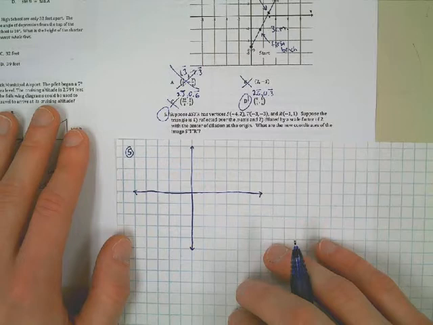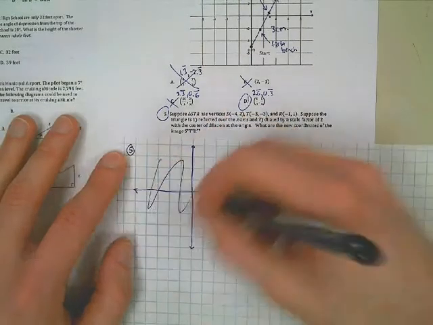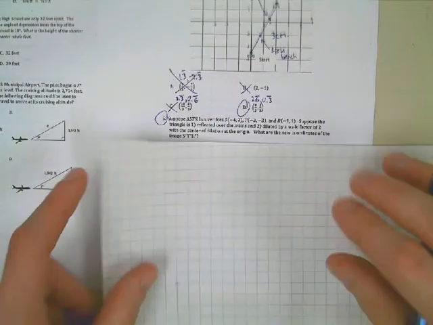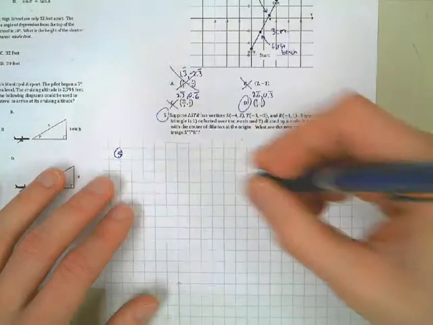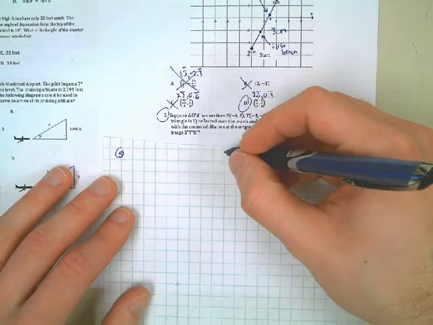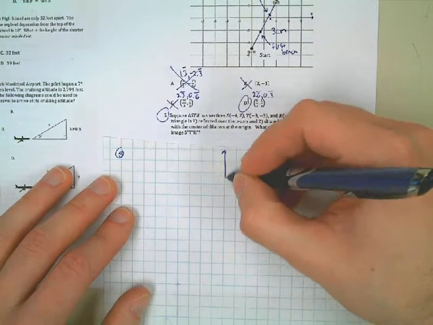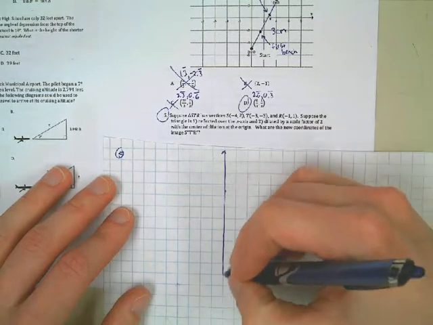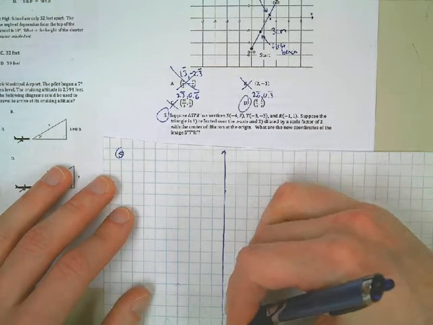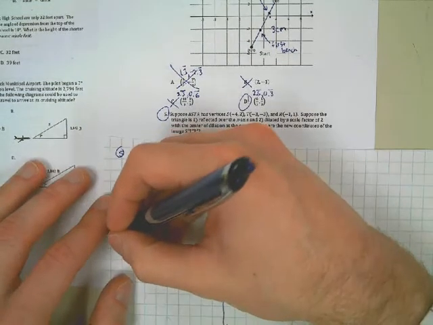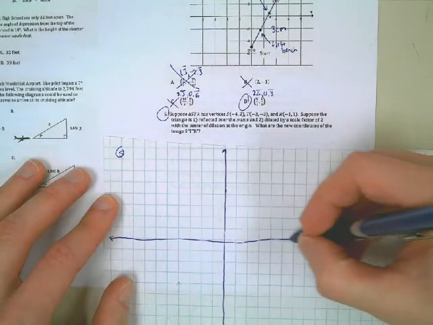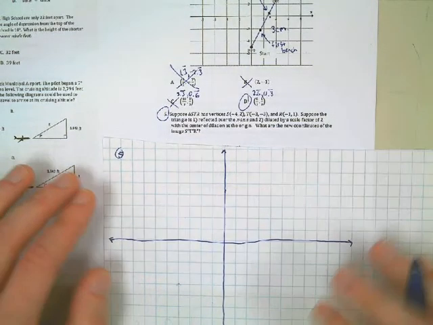Oh goodness, you may want to make a bigger graph. Actually, now that I'm thinking about it, let me flip my paper over, sorry. We may want to make a bigger graph just because we're going to reflect and dilate. So let's make a big graph here. Don't be afraid to use a lot of the paper there, because I think we're going to need the space. Okay, so we use a big graph there.